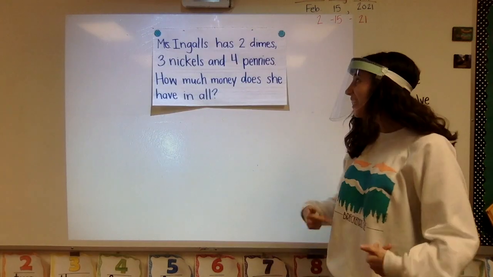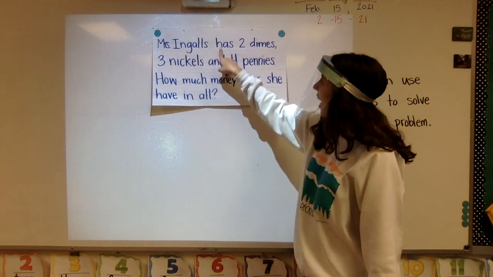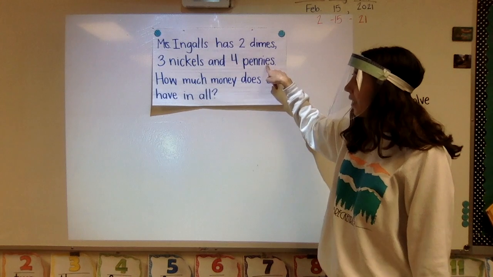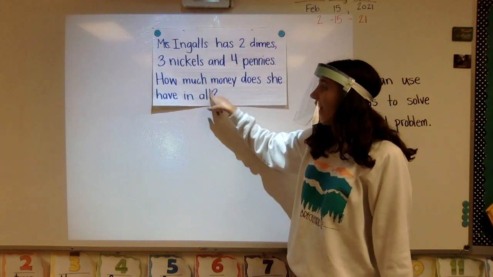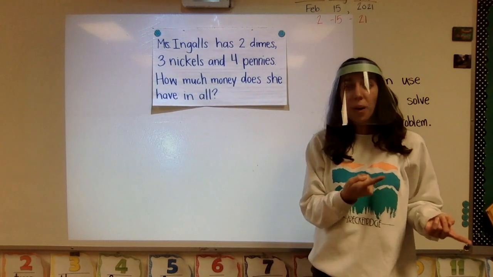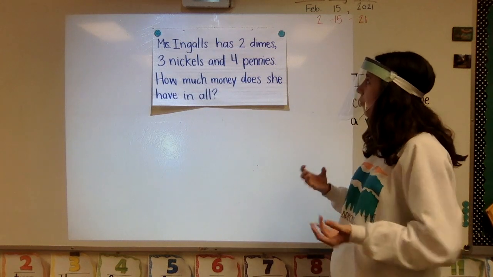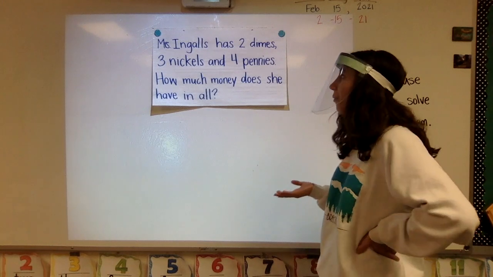All right, it's my turn for a word problem. It says Miss Ingalls has 2 dimes, 3 nickels, and 4 pennies. How much money does she have in all? And I'm noticing this in all word. I remember from our word problem unit, it means the sum or the total amount of all the coins. So first, I'm going to build my amount of money.